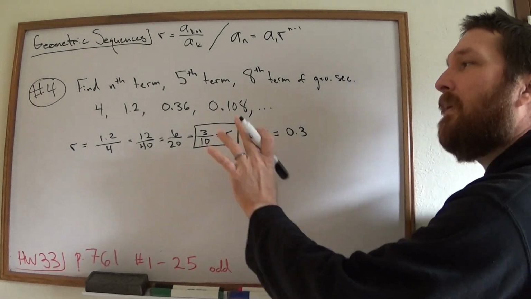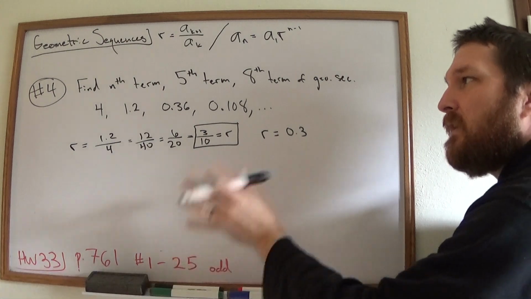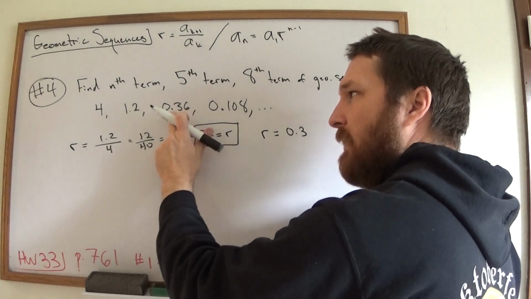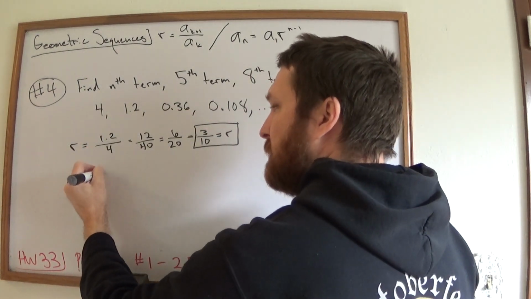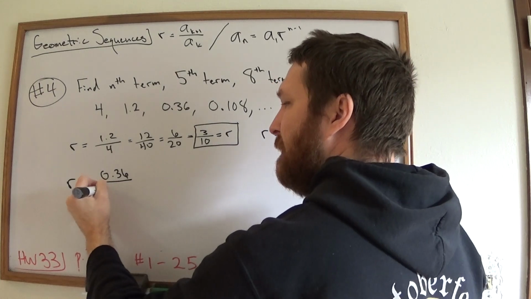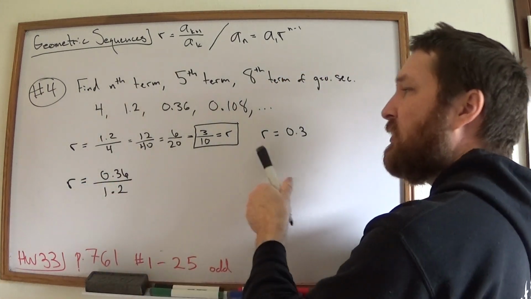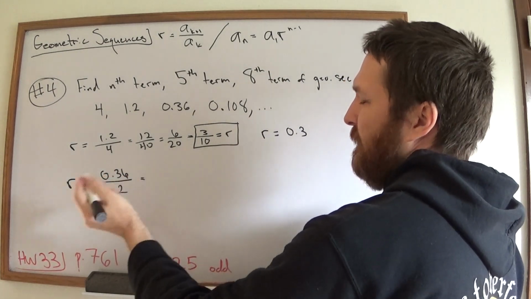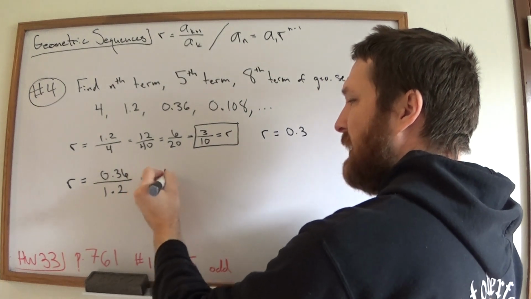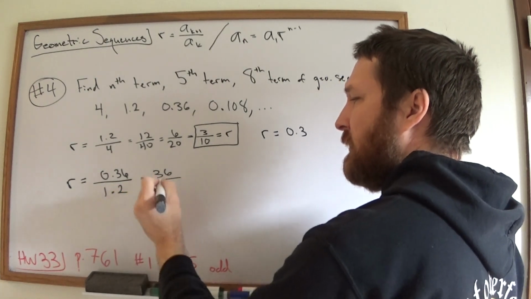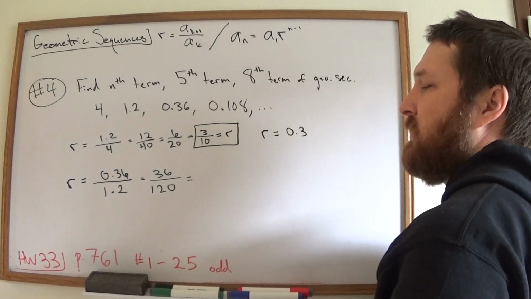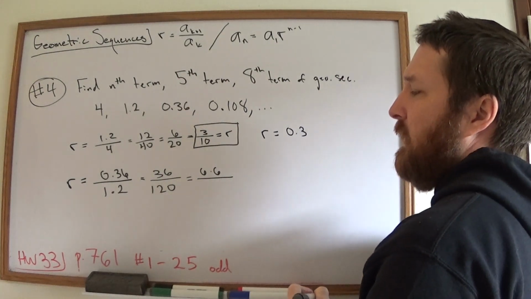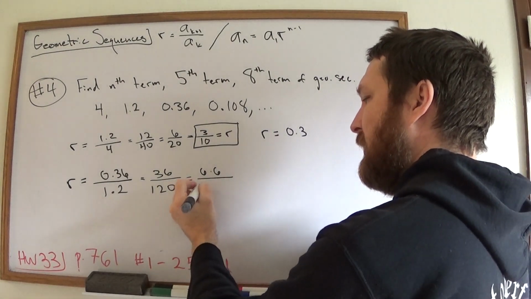But okay, so we have r, but let's just check and make sure, right? They told us it's a geometric sequence. Let's just make sure we got the right thing. I think it's 3/10. So let's take that one divided by that one and make sure it's the same thing. So I'm going to go 0.36 divided by 1.2. And it should give me 3/10. There's a bunch of ways I could do this. The easiest one is I multiply top and bottom by 100, and I have 120 right there. So that's the same thing as 6 times 6 over, I'm going to do this the dumb way. How about 12 times 10?